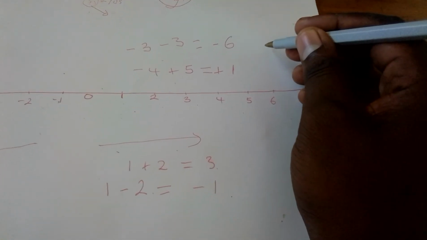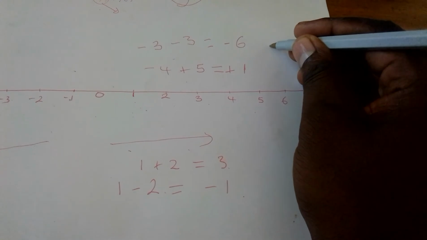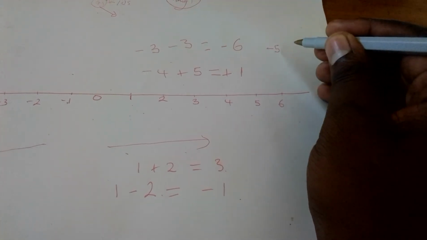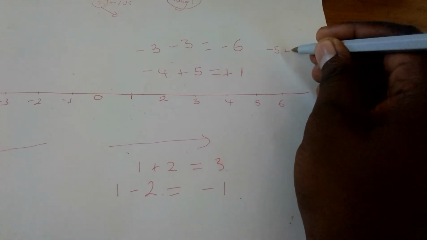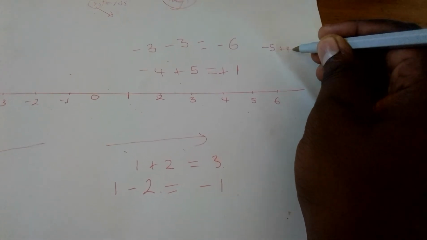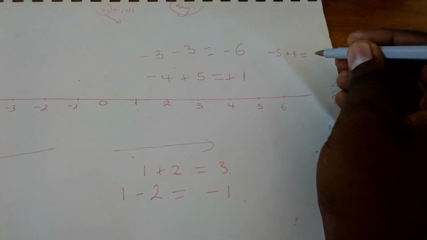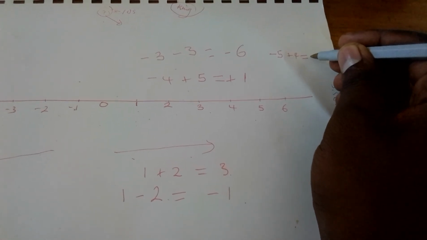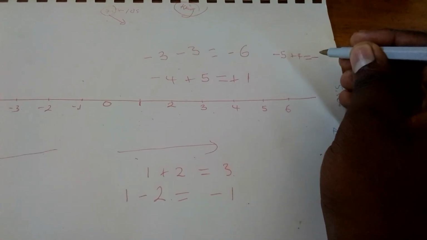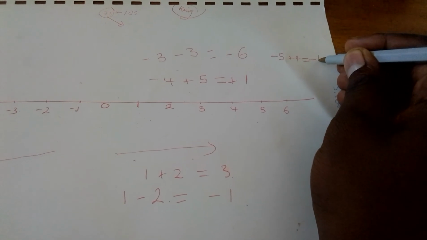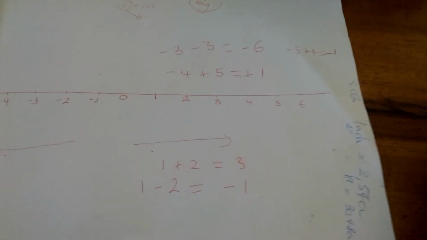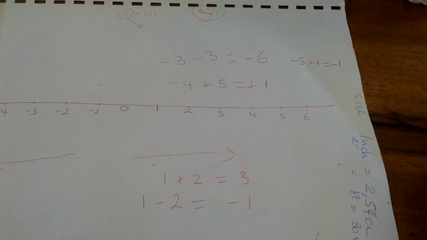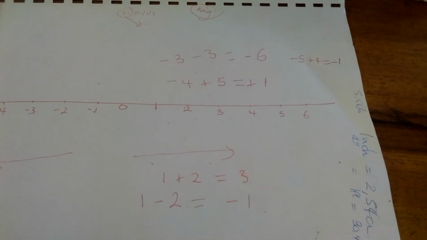Same applies. Let's say we had a minus 5 plus 4 equal sign. Same rule applies. We take the sign of the bigger number, which is the negative sign in this case. 5 minus 4, a negative 1. So in short, this is how you deal with number line cases.